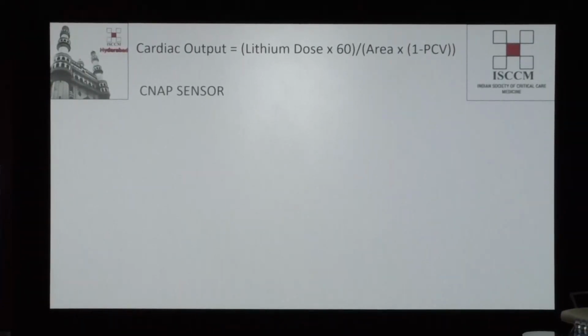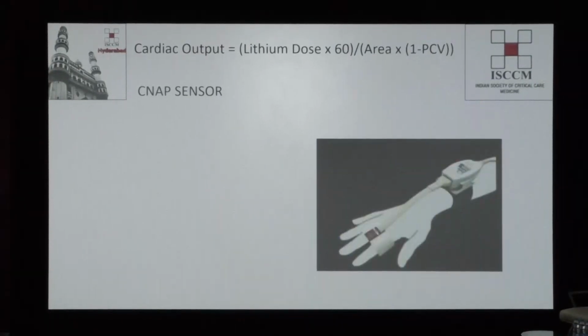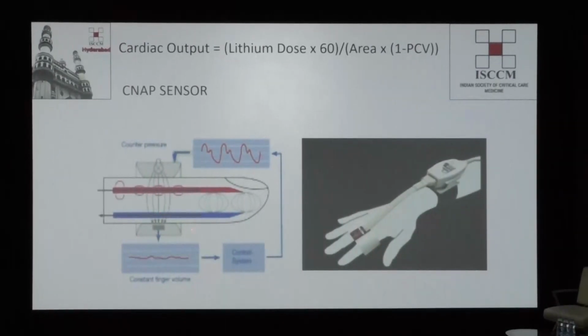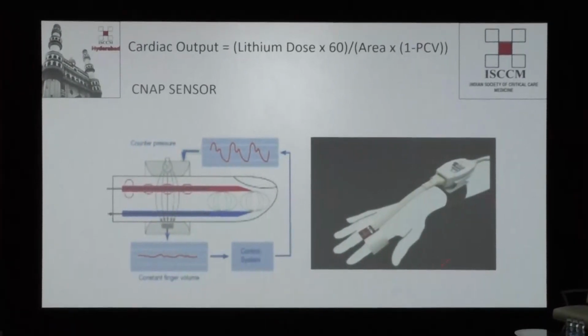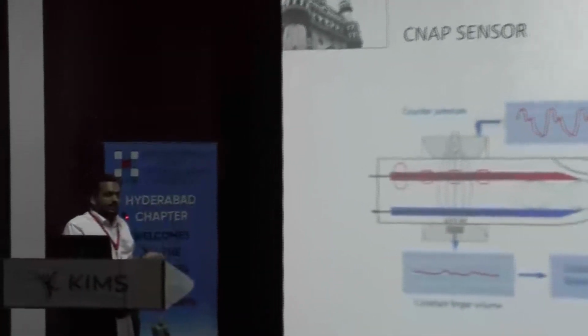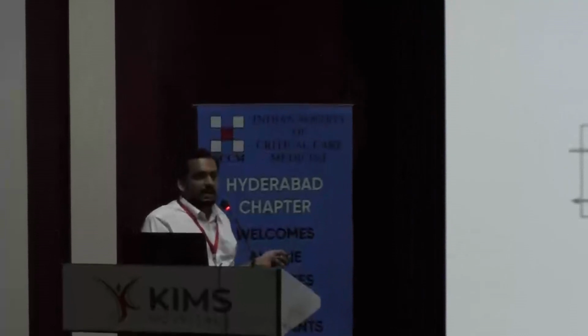If you do not have an arterial line, one more advantage is you can use non-invasive arterial pressure monitoring, that is the continuous non-invasive arterial pressure monitor, the CNAP sensor. Dr. Pankaj is talking about this sensor. This sensor comes with a monitor and is connected to your finger here, and it will give an arterial pressure waveform. By using that arterial pressure waveform, again the pulse contour analysis can be done. Calibrating those two things, you can have so many values.